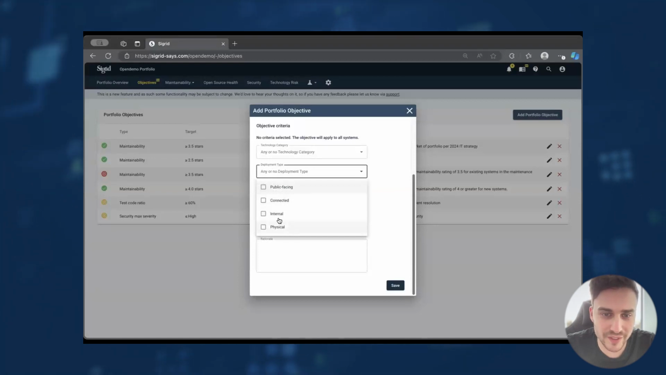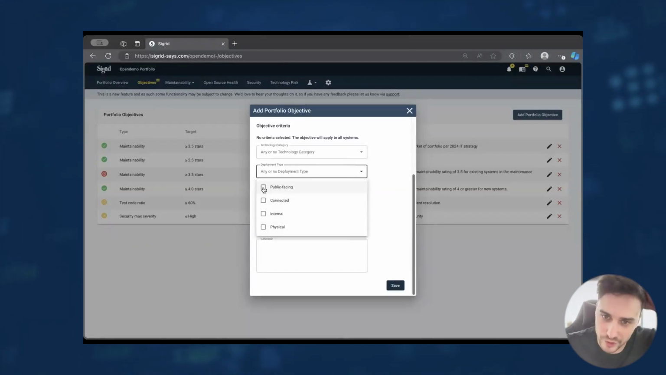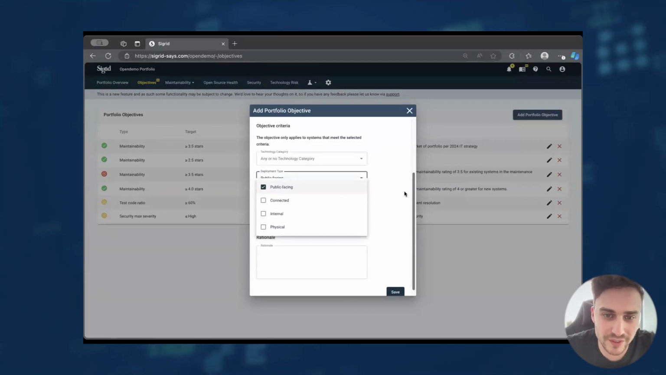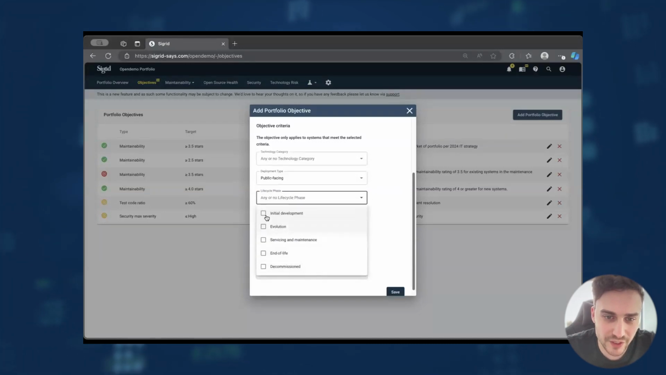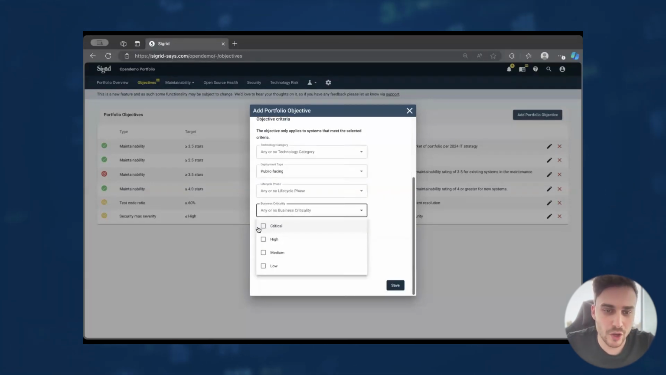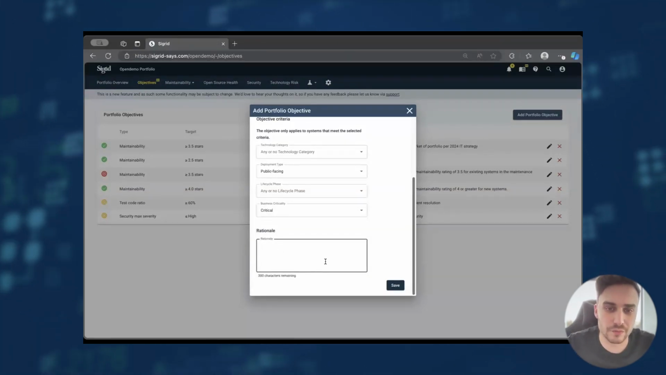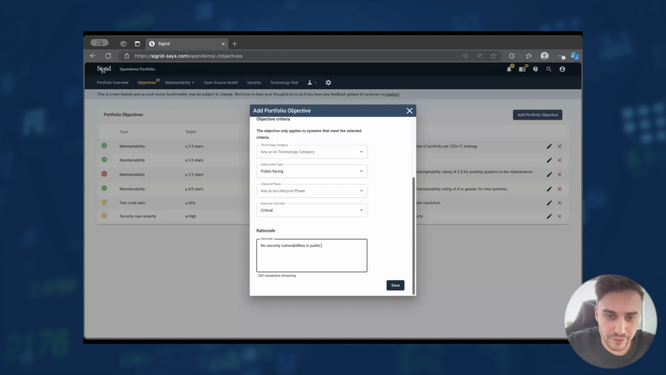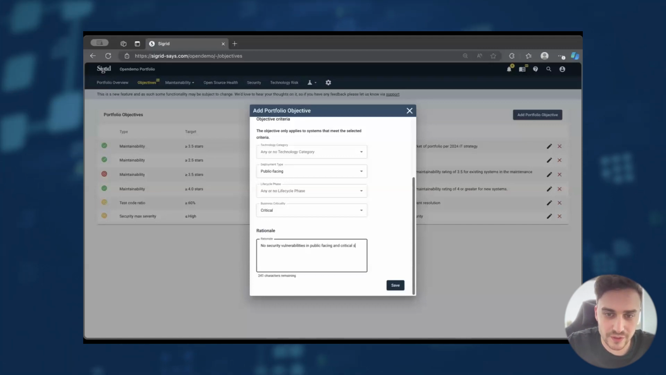Deployment type: is it public facing or internal? For now, the open source health vulnerabilities are most important in the public facing systems. Lifecycle phase: is it a new system or is it already almost end of life? That's not applicable here. And business criticality: let's say that we will first focus on all the critical systems. We can add the rationale to mention why business thinks this is important. No security vulnerabilities in public facing and critical systems.